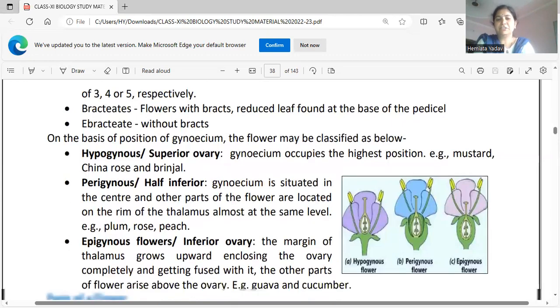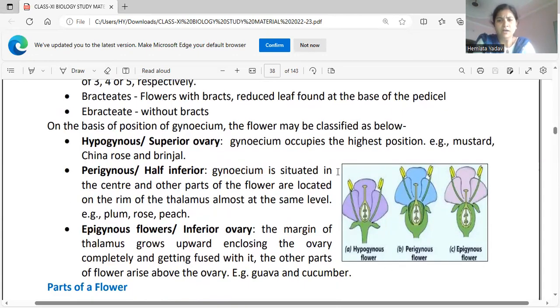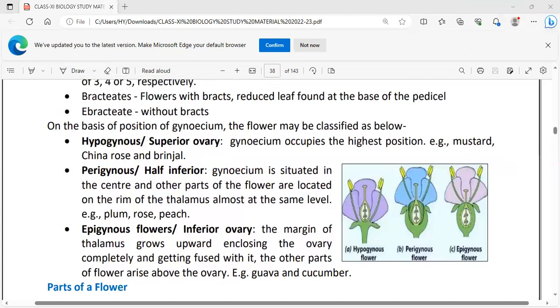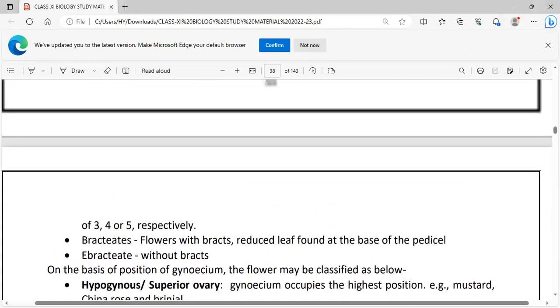What are the positions of the ovary with respect to the other parts on the receptacle, the thalamus? On how the ovary is arranged, the flower can be of three types: hypogynous, in which the ovaries are superior; perigynous, in which the ovaries are half inferior, like in plum, rose, and peach; and epigynous, in which the ovaries are inferior. The margin of the thalamus grows upward, and this is found in guava. So the inferior ovary, the epigynous condition, is found in guava.